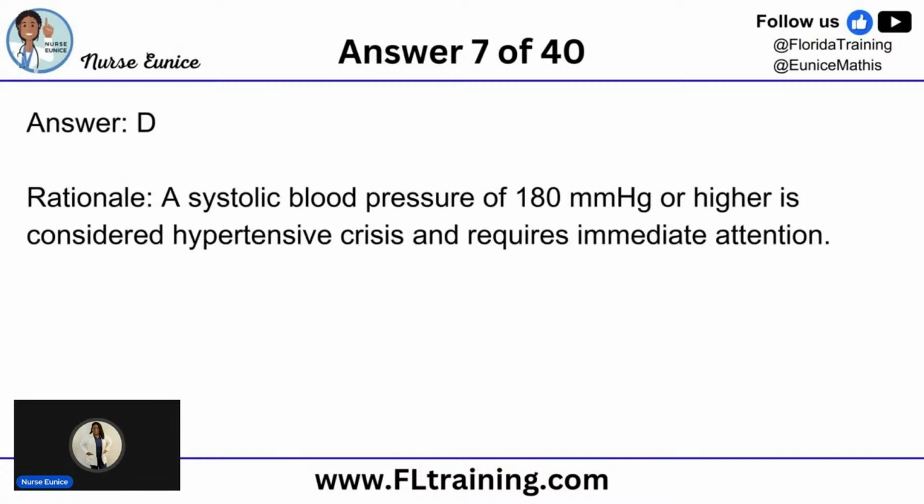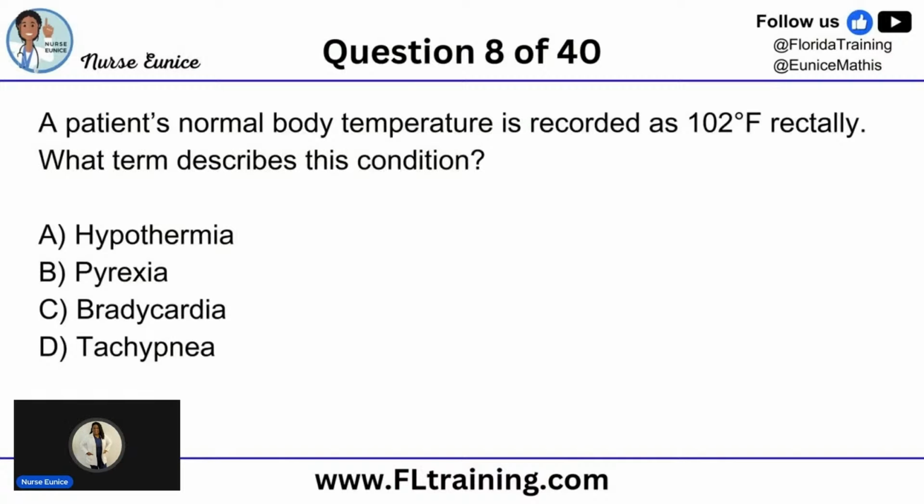You chose D. So even though the others may be indicative of hypertension, the one that requires the immediate attention is the one whose systolic blood pressure is 180. When we're approaching 200, that is a critical reading. We say that person's at stroke level. So a systolic blood pressure of 180 millimeters of mercury or higher is considered hypertensive crisis and requires immediate attention. So we got to get those pressures down.